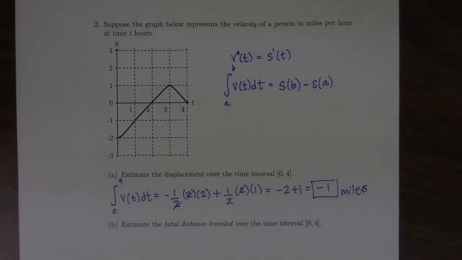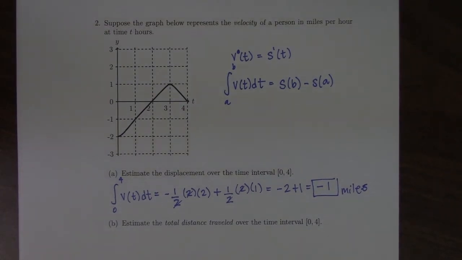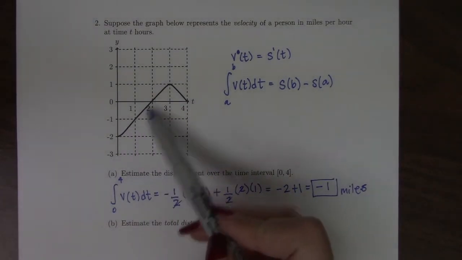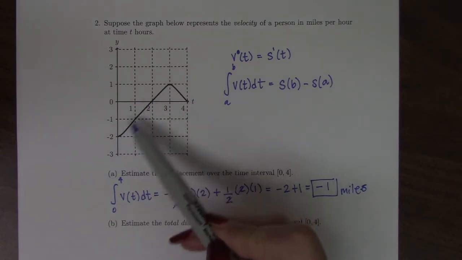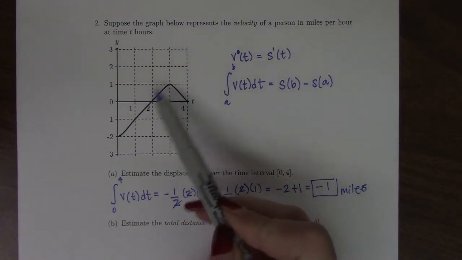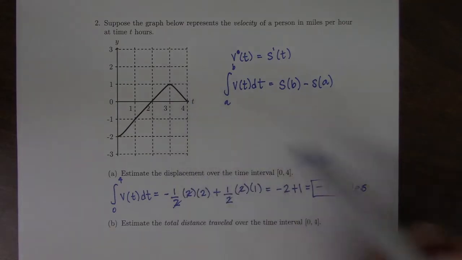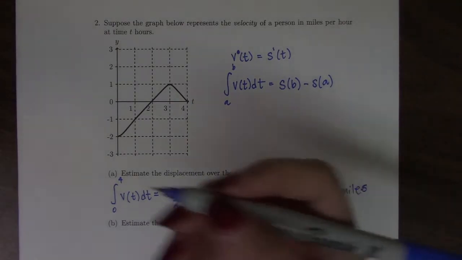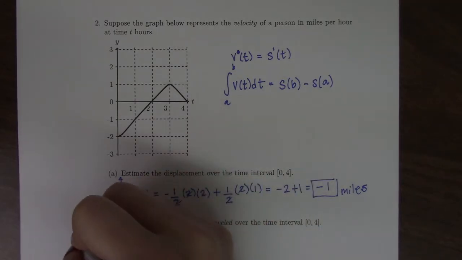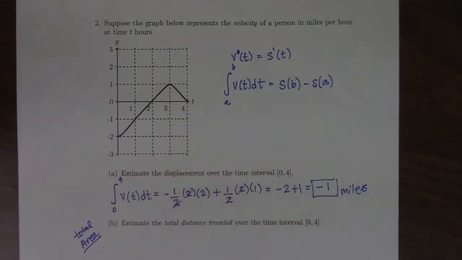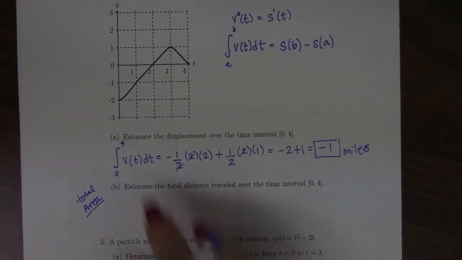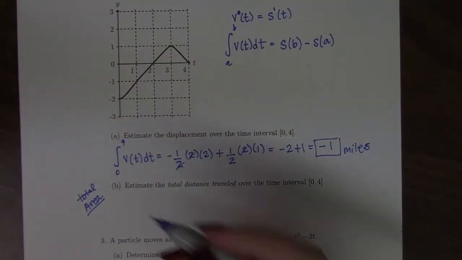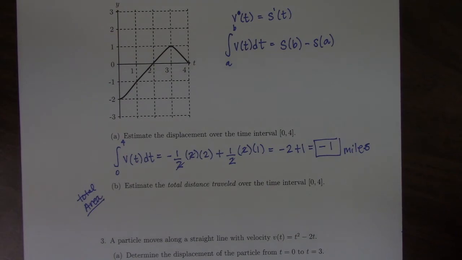Then it says estimate the total distance traveled. So here we got a negative area, the object was moving in the negative direction. Here we got positive area, the object was moving in the positive direction. But if we want to get the total distance it traveled, then you calculate the total area. We don't treat this portion as negative anymore. We just simply calculate the area and add it all up.